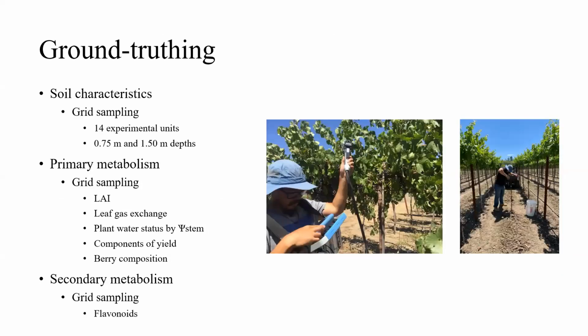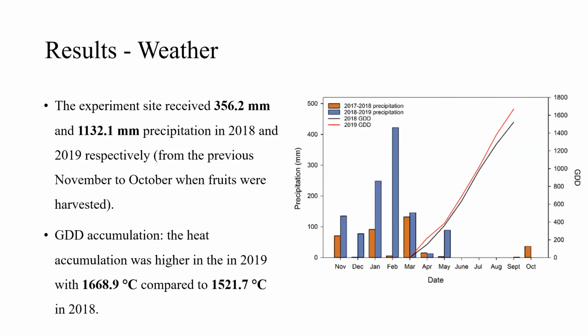To ground truth the sensing, we assessed the soil samples in these 14 experimental units. The leaf area index, leaf gas exchange, plant water status as midday stem water potential, yield components, and berry composition were all recorded. At the same time, berry skin flavonols were also assessed. So I'll show the weather as the first part of the results.